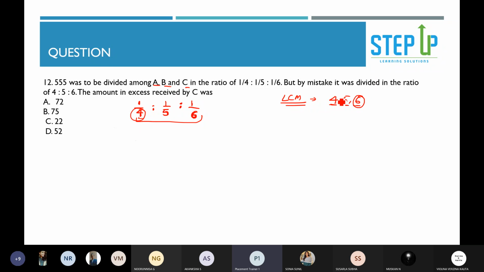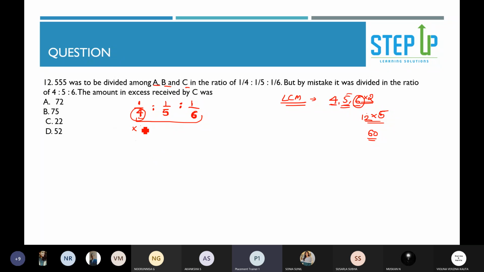Now check, is 6 divisible by 4? No. Right? So I'll go to the next multiple of 6. 6 twos are 12. Is 12 divisible by 4? Yes. But is 12 divisible by 5? No. So I need a multiple of 12 and 5. So I'll directly go to 12 into 5. 12 into 5 is 60. So 60 is my LCM.